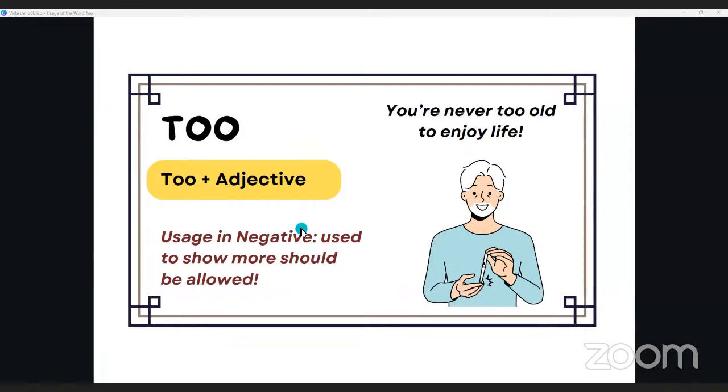So, when we use it in a negative sense, the to plus an adjective means that we're increasing that adjective in a positive light. So what does this mean? You're never too old to enjoy life. Nunca eres demasiado viejo para disfrutar de tu vida.